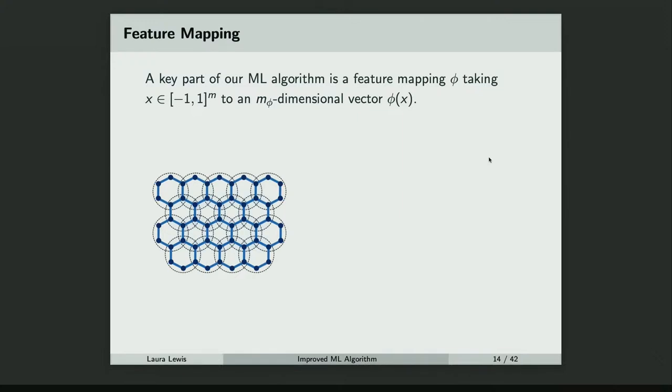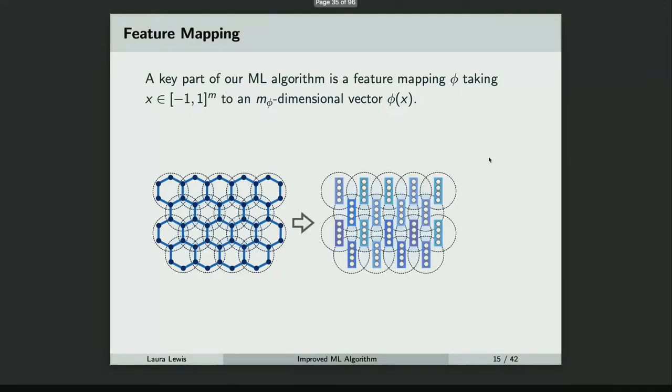And what we do in the feature mapping, so this is just a very high level sketch at first, is we take each of these local regions and we create a small vector for each of those regions. So we're encoding this local structure of the Hamiltonian into the feature mapping. And then we concatenate all of these smaller vectors together to form this one larger one. And that is our feature vector.